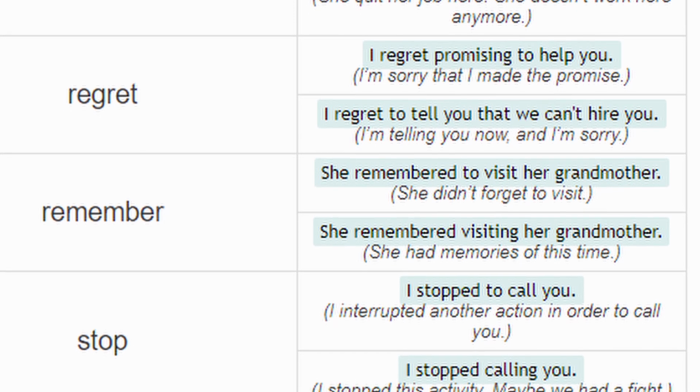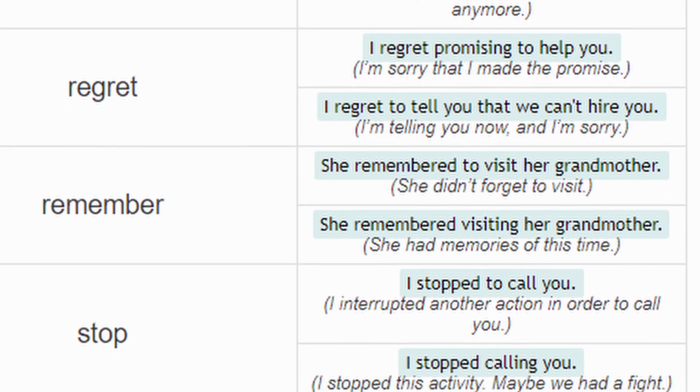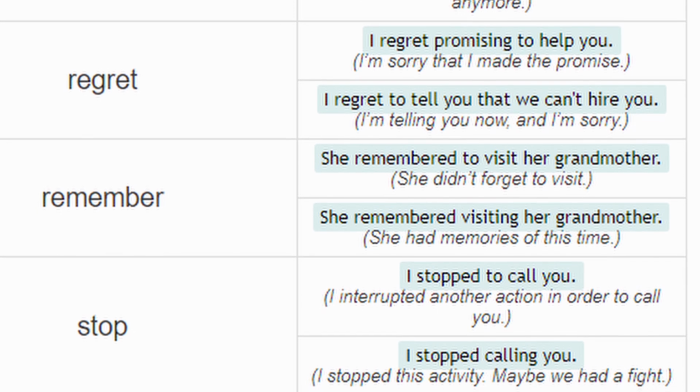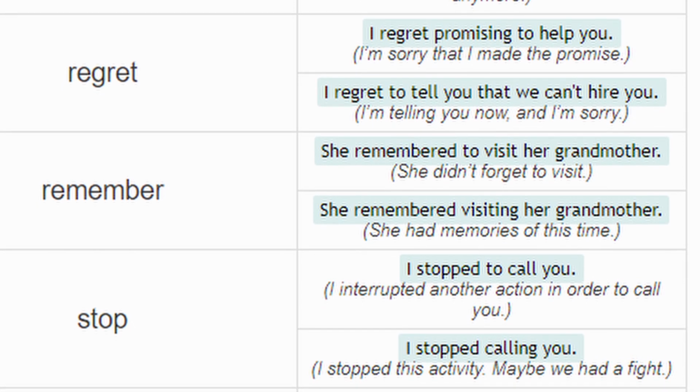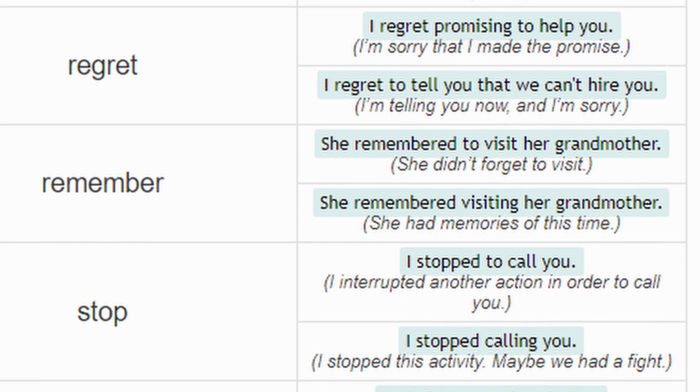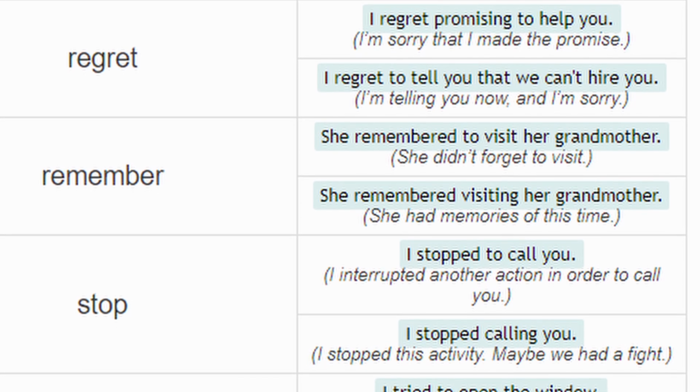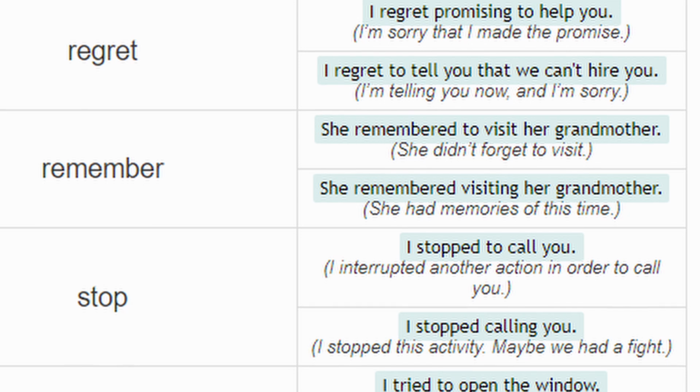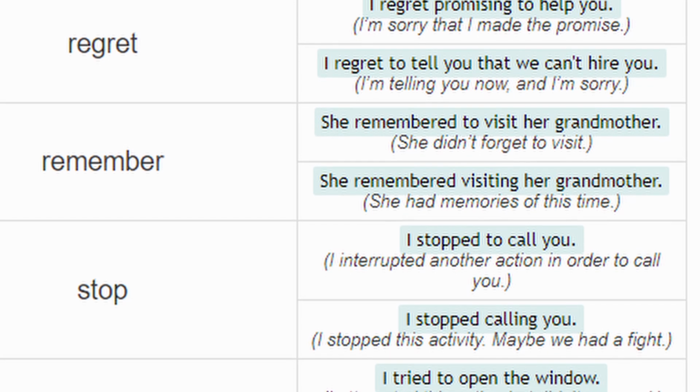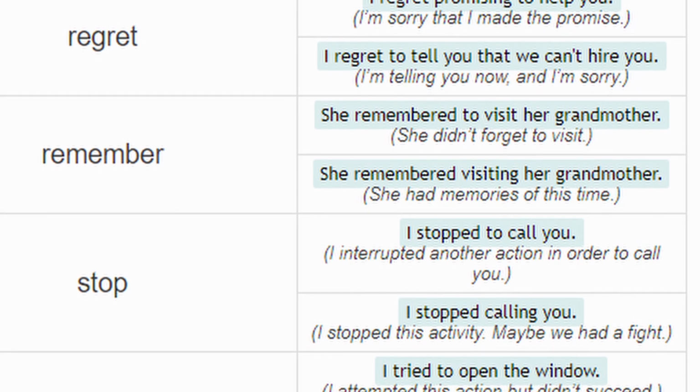For the verb stop, if I say I stopped to call you, this means that I interrupted another action in order to call you. But if we say I stopped calling you, this means that I stopped this activity, so maybe we had a fight.